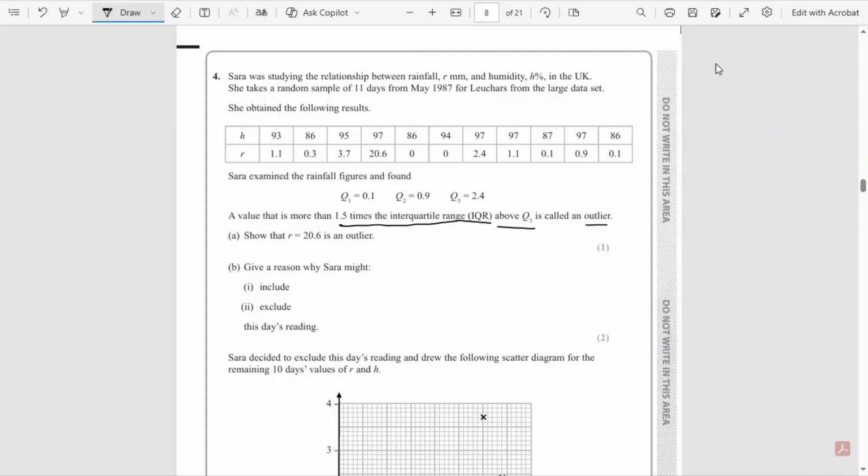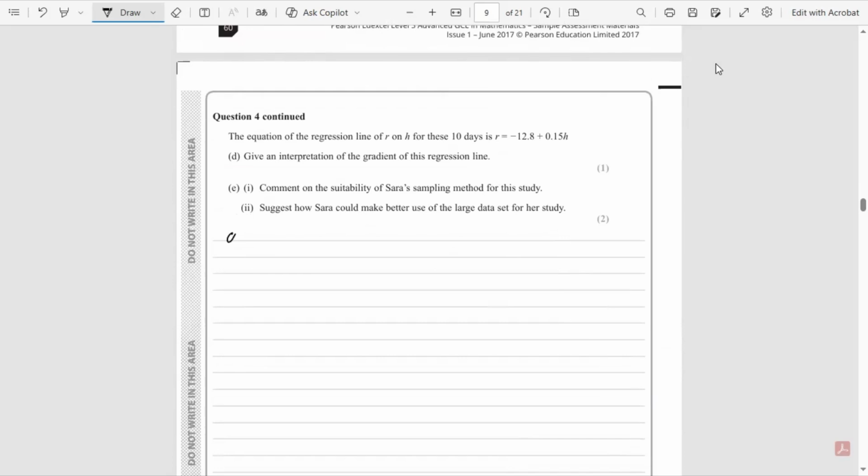So what we're going to have to do with this question is work out the interquartile range, which is Q3 take away Q1, times by 1.5, add that to Q3 and see if this 20.6 value is more extreme than the number we will calculate. Let's do part A down here.